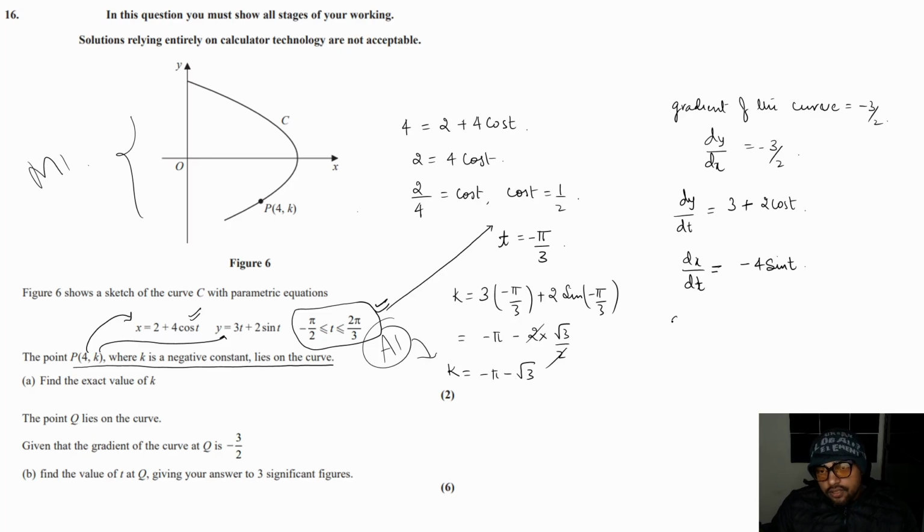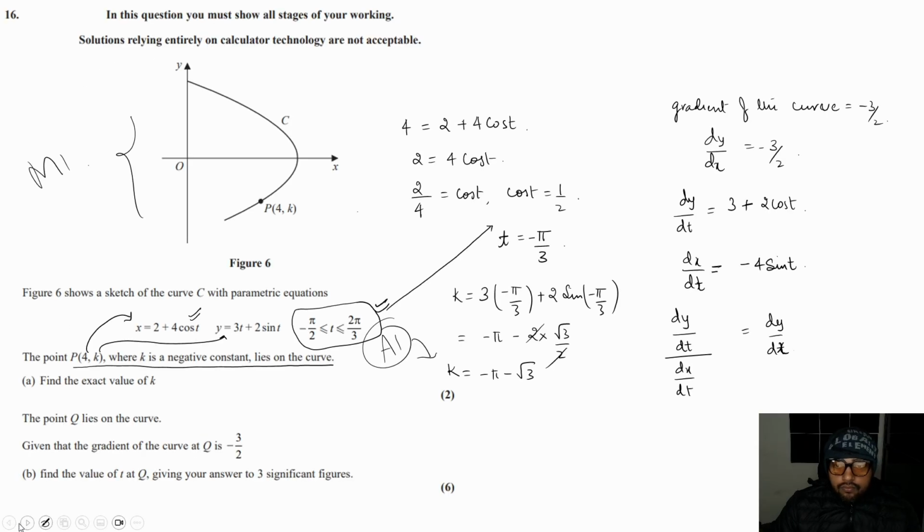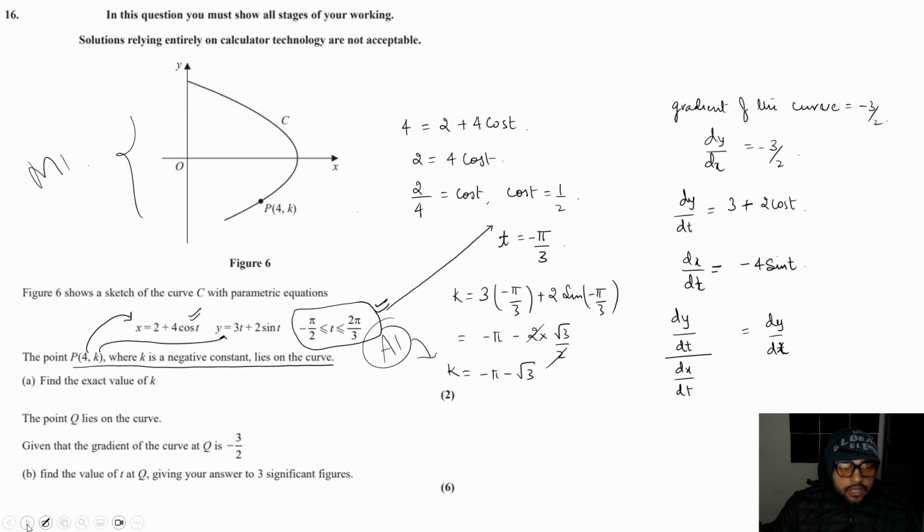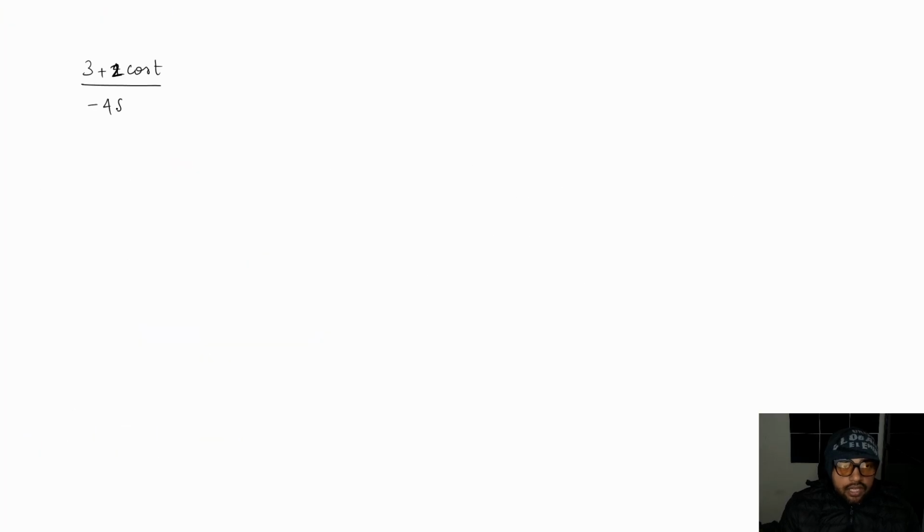From here, we can say that dy by dt upon dx by dt will be equal to dy by dx. So for dy by dx, what we need to do here is divide. Okay, so let's divide it. So it will be 3 plus 2 cos t, not 4 cos t, 3 plus 2 cos t upon negative of 4 sin t, will be equal to dy by dx.